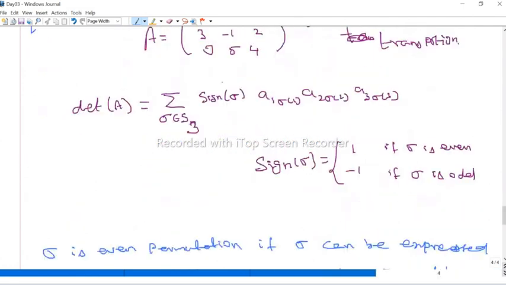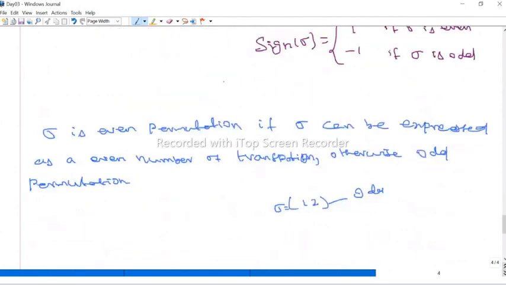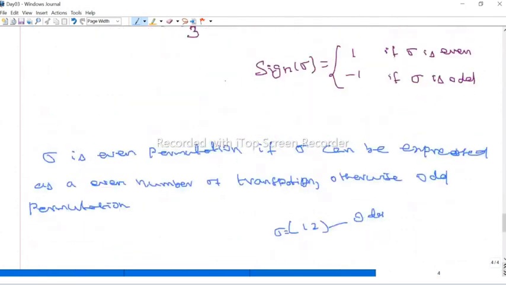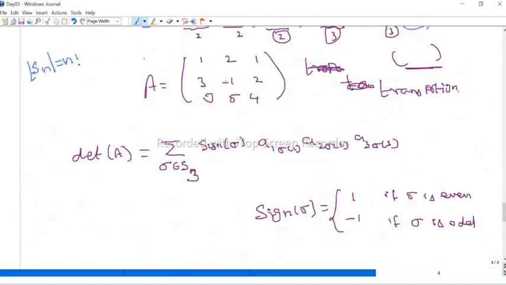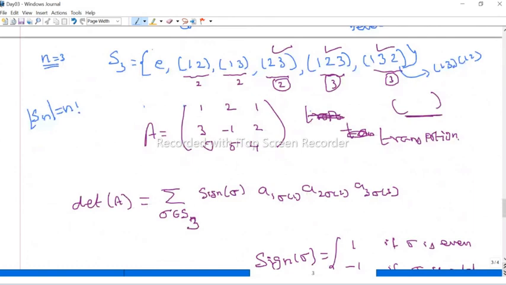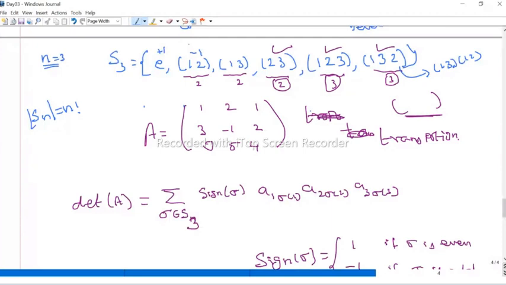Now we know the definition of the signature, that is, the sign of an even permutation. The identity permutation is always an even permutation, therefore its sign is plus 1. So what about the others? This is minus 1 because there is only one transposition, therefore the sign is minus 1.